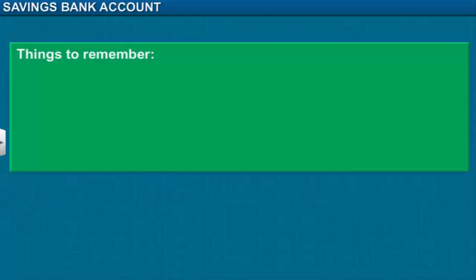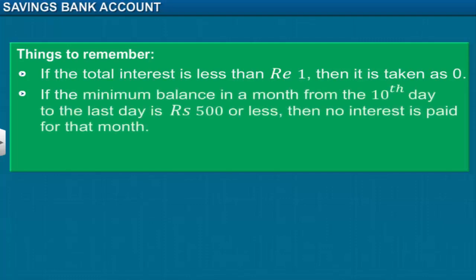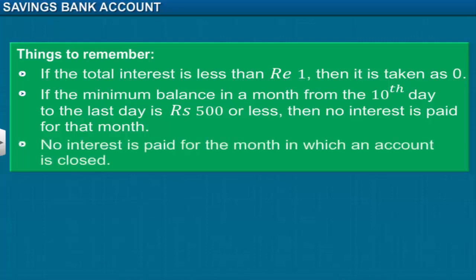Some important points to remember while calculating interest. If the total interest is less than 1 rupee, then it is taken as 0. If the minimum balance in a month from the 10th day to the last day is 500 rupees or less, then no interest is paid for that month. No interest is paid for the month in which the account is closed.